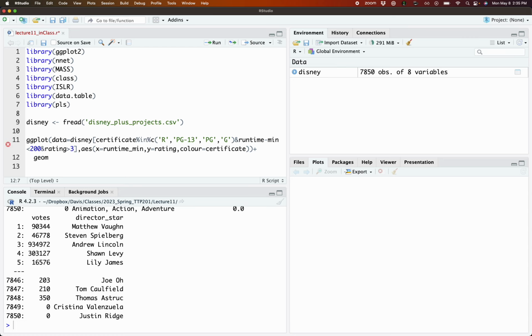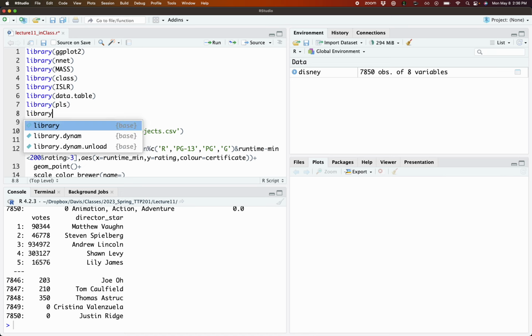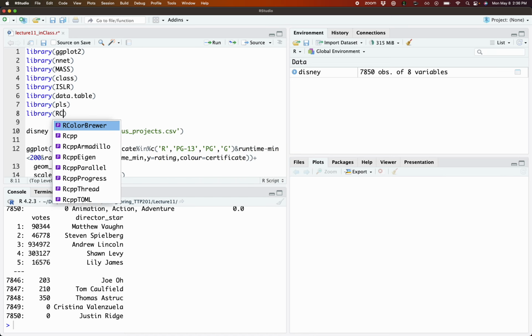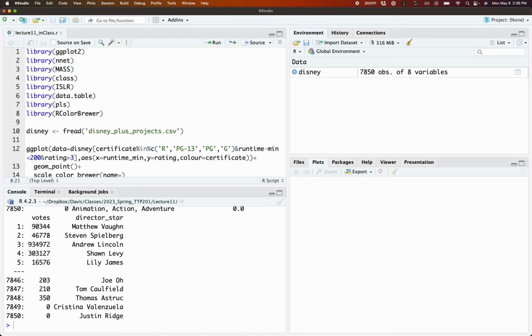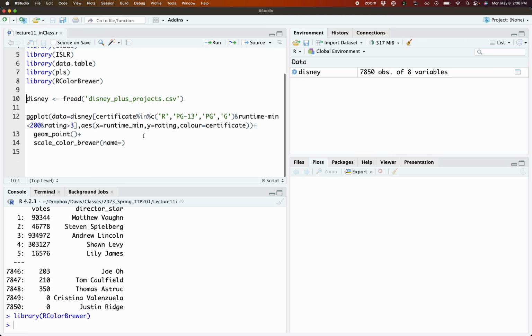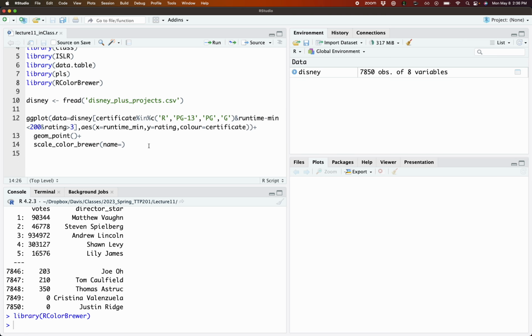Okay, so we're gonna make this. Oh, I've got some kind of mistake. Nope, it went away. Oh, I think I need to put in another package really quick. Color brewer lets you use more interesting palettes in your plots.